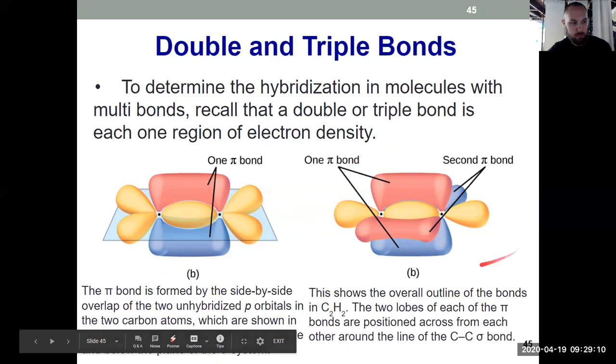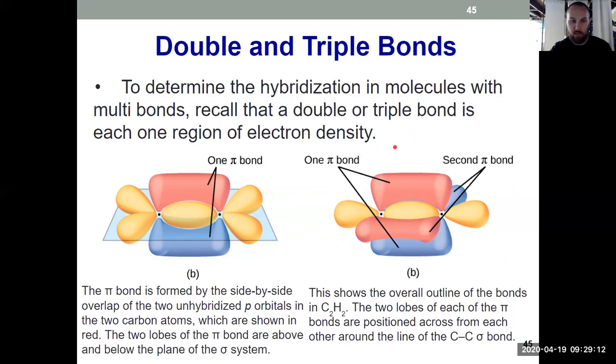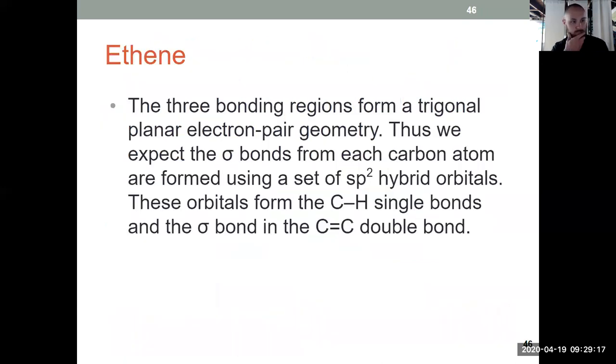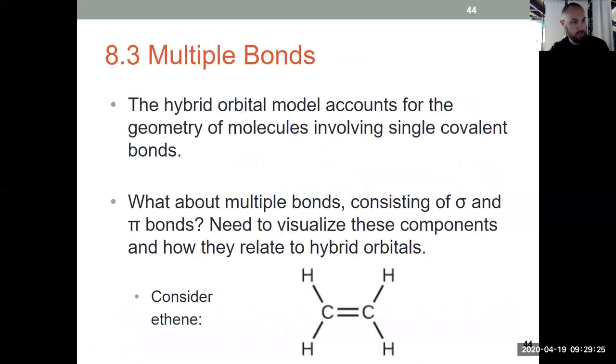Over here is what we would expect for ethyne, C2H2. We'll talk about that in a couple slides. Let's think about how that forms. If I look at C2H4, my ethene, I'm going to jump back a couple slides here.